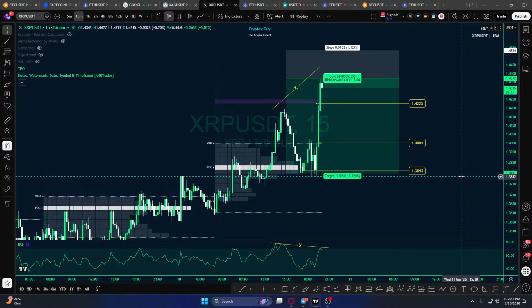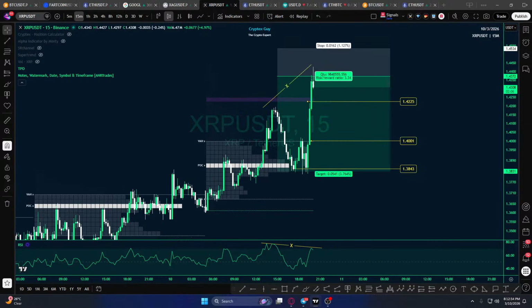And yep, you can also wait for it. If you want to get confirmation, then wait 2 minutes for the candle closing, and you can short it. This is going to go down. This will go down. We have some RSI divergence here.